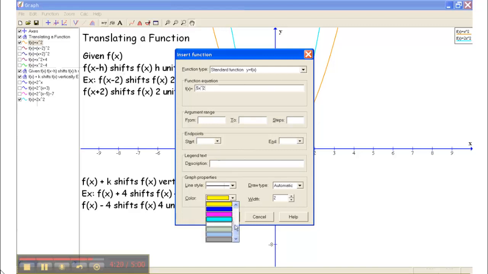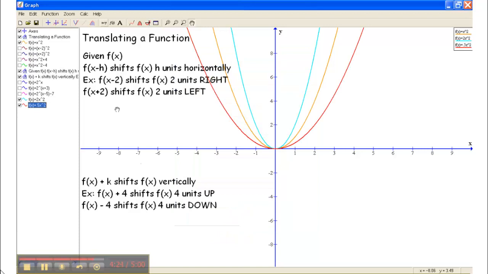Yellow's not good. How about red? So notice the red graph kind of shrunk it a little bit down. We kind of squished it down. So that's another nice thing to note. We can multiply by some number on the outside of our function, and that will also transform it.